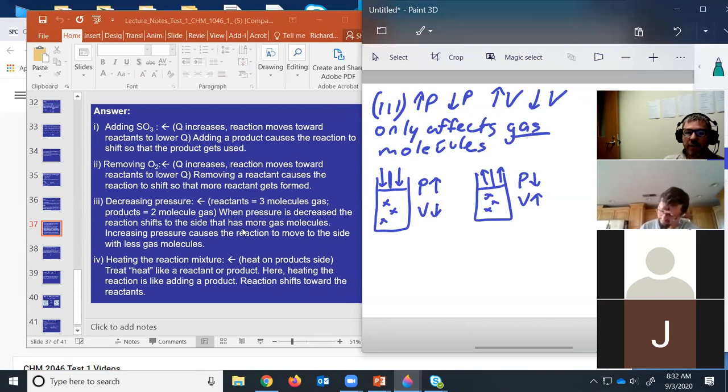So if I increase the pressure, then the reverse would be true. It would shift to the side that has fewer gas molecules because there's less space.